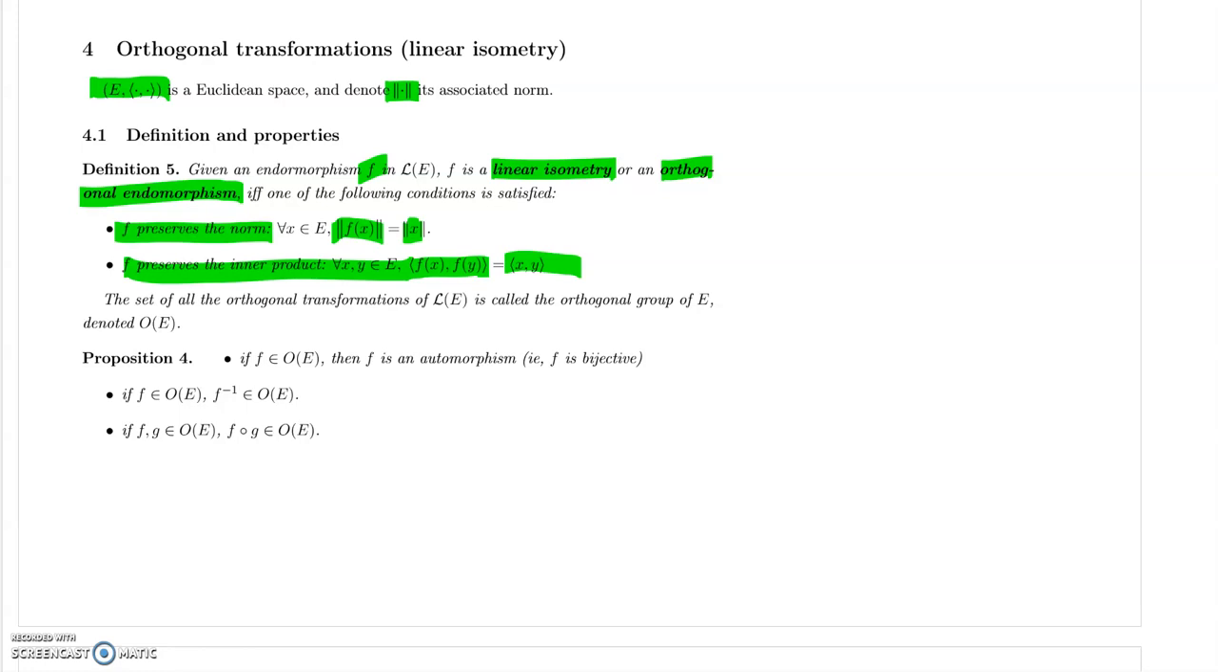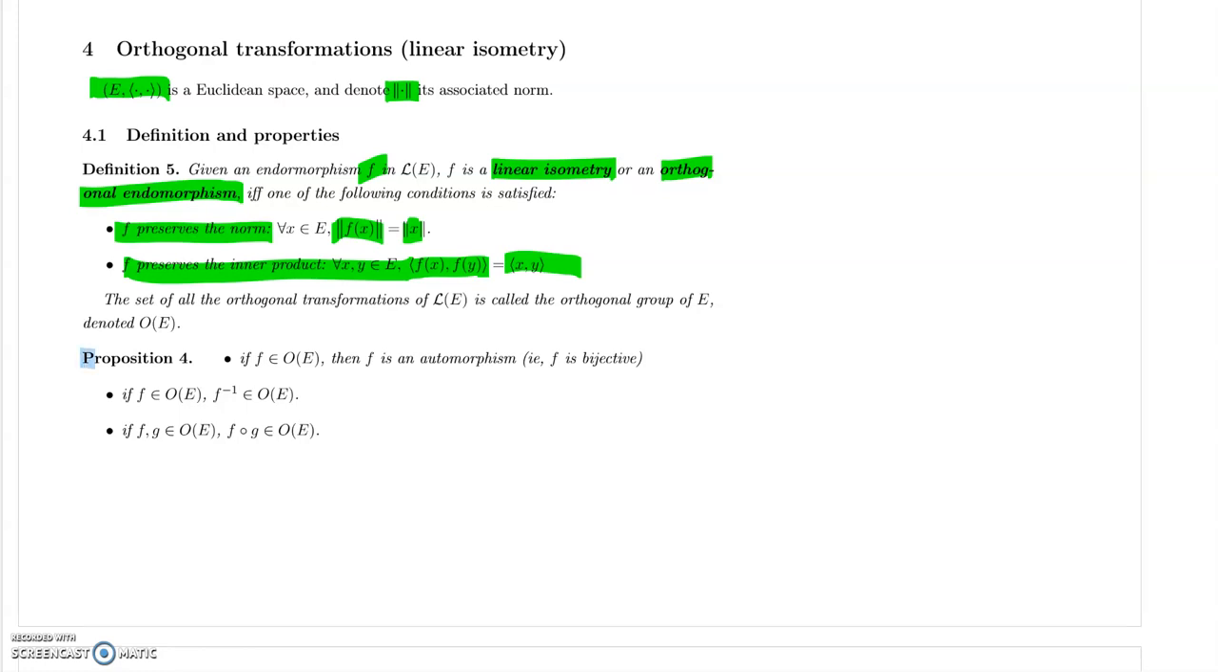Earlier we talked about the orthogonal group of Rn, which was the set of all orthogonal matrices. Here we are not necessarily in Rn, we are talking about any Euclidean space of dimension n, but we know how to build an isomorphism between a space of dimension n and Rn, and so it's going to be actually very similar.